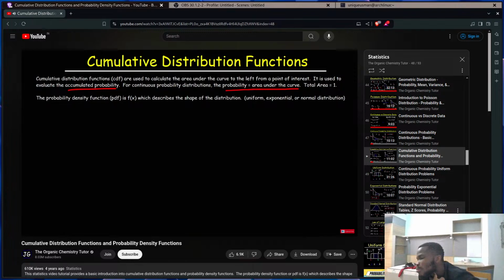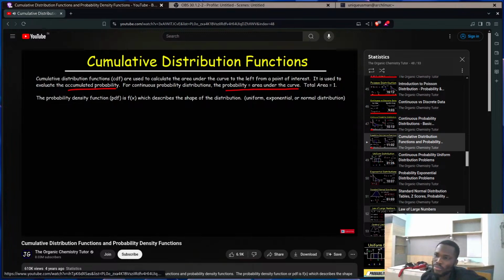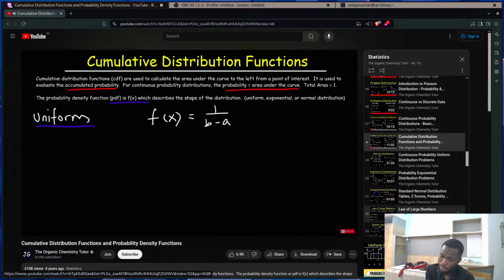Now probability density functions are different from cumulative distribution functions. The PDF or probability density function is f of x, and it tells you the shape of the distribution. So for instance, let's say we have a uniform distribution. In this case, f of x will equal a specific number. It's going to be a constant value. f of x is going to be 1 over b minus a for a uniform distribution. It's a number. It doesn't have a variable x in it.